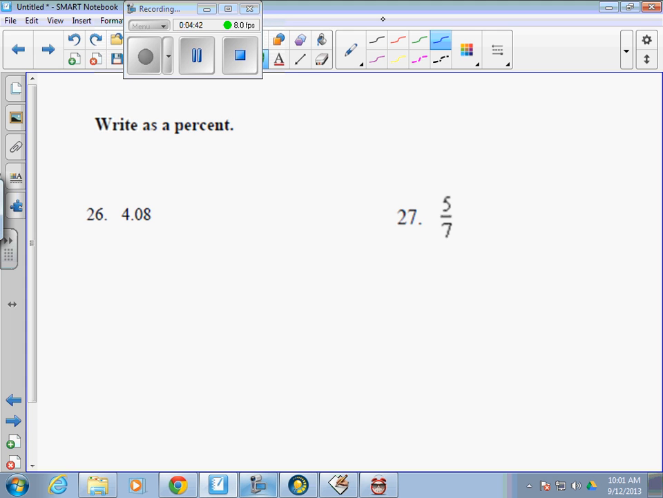Number 26, we're writing as a percent, both 26 and 27. 4.08. To make a decimal into a percentage, you move the decimal 2 spaces to the right. So 4.08 will be 408%. Don't be scared of it going over 100%. That's correct. 408%.